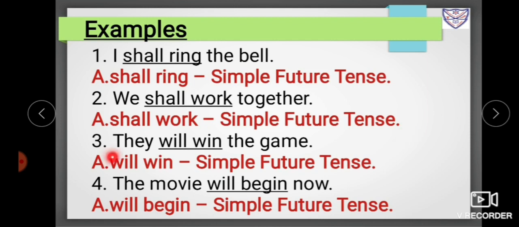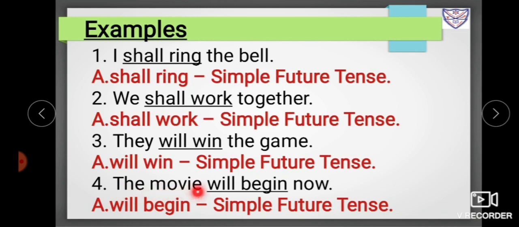Number 3, they will win the game. So over here will win, again will is a helping verb, and with this helping verb, the verb win is in the first form, or we can say it is in the root form of the verb. So will win is in simple future tense, as it shows an action which will take place or occur somewhere in the future time. Still this action has not been started.